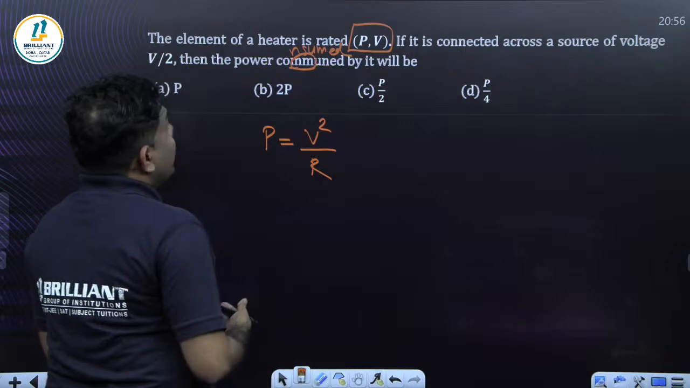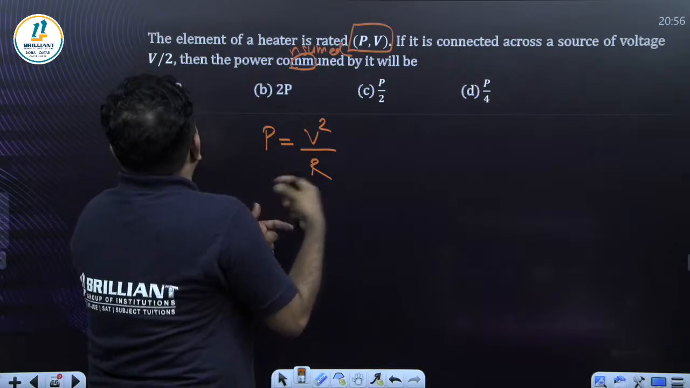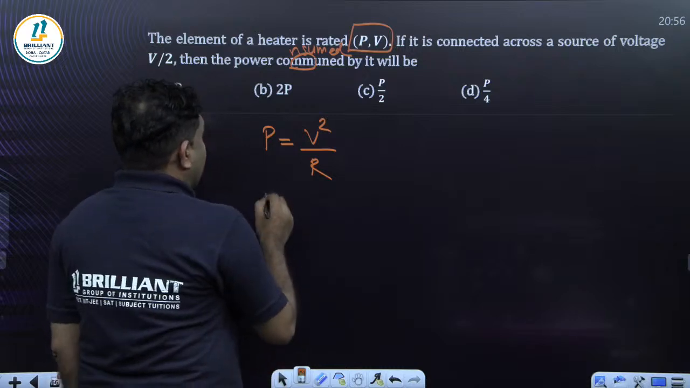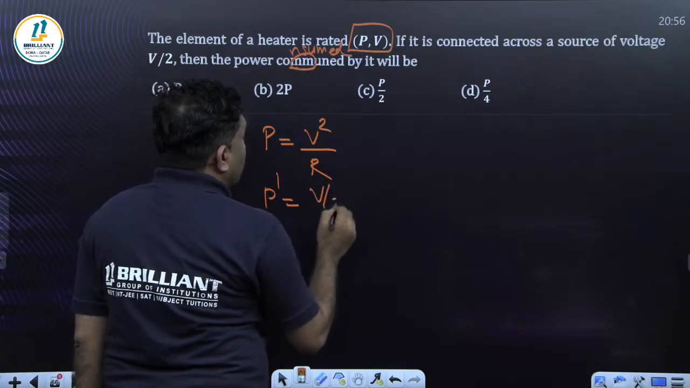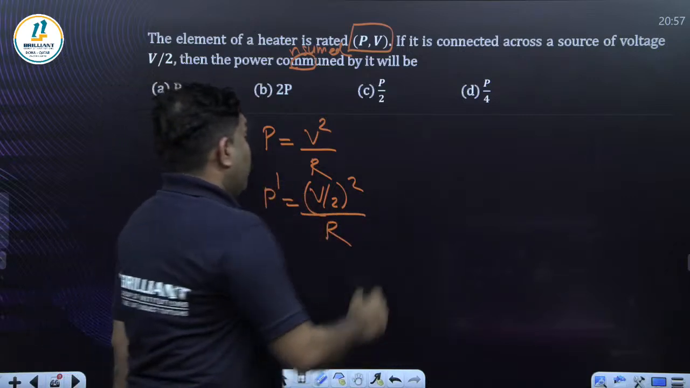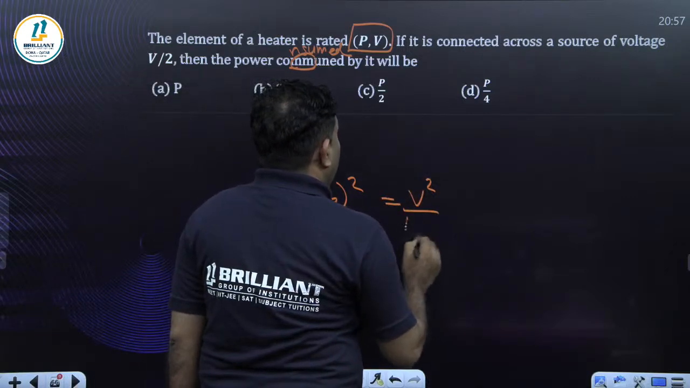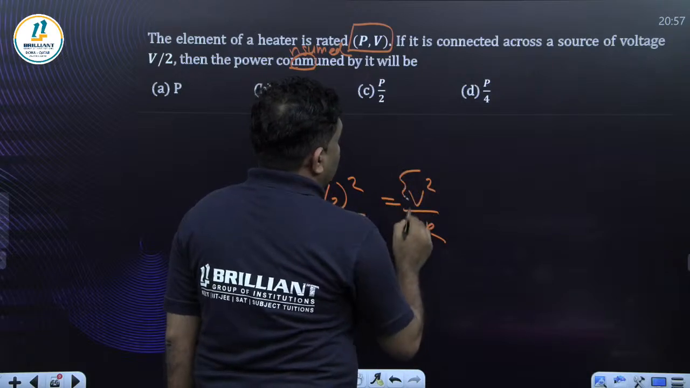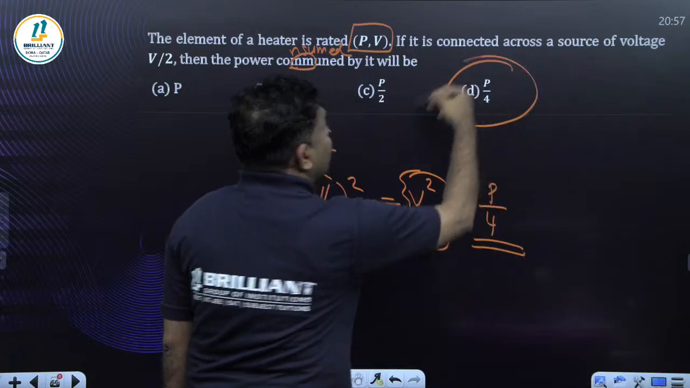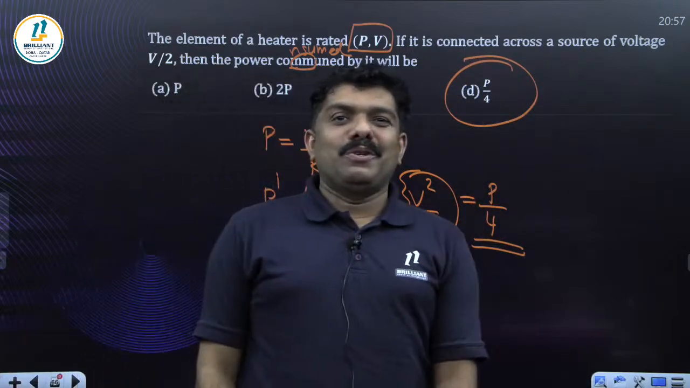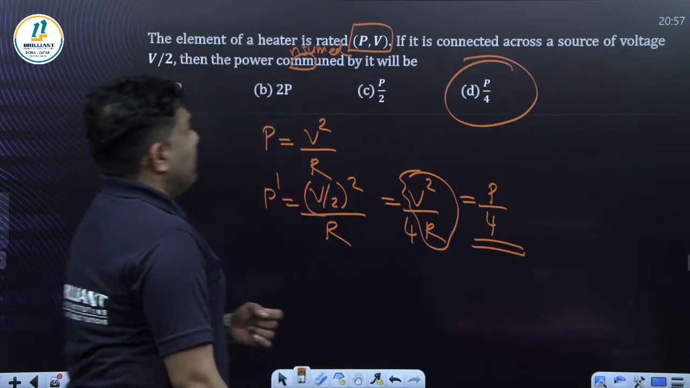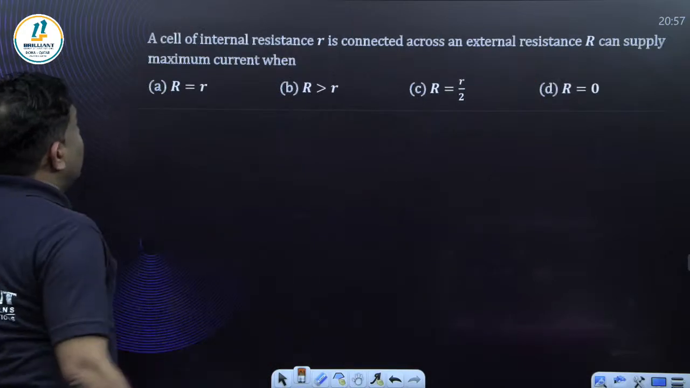Now, when the voltage is V by 2, what is the power? Resistance is not changing. So P dash is equal to V by 2 the whole square divided by R, which is equal to V square by 4R. V square by R is P. So it is P by 4. So the right answer is option D. The power is P by 4. Okay, now the next one.